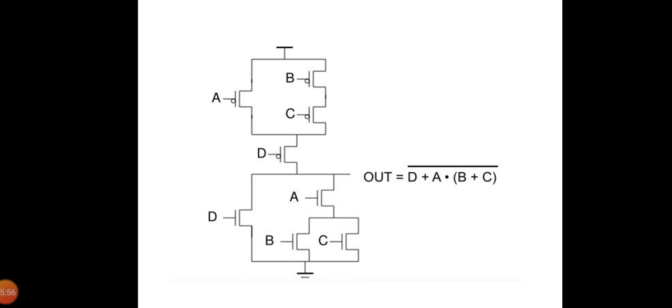This means that a parallel connection of transistors in the pull-up network corresponds to a series connection of corresponding devices in the pull-down network and vice versa. Therefore, to construct a CMOS gate, one of the networks, for example the pull-down network, is implemented using a combination of series and parallel devices.